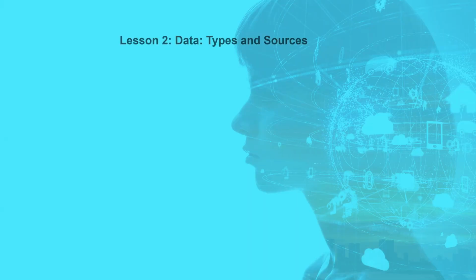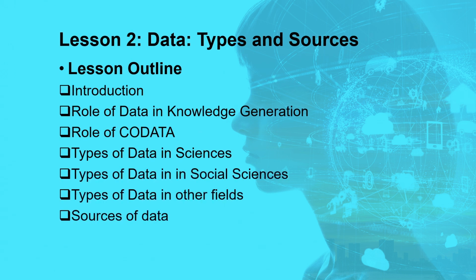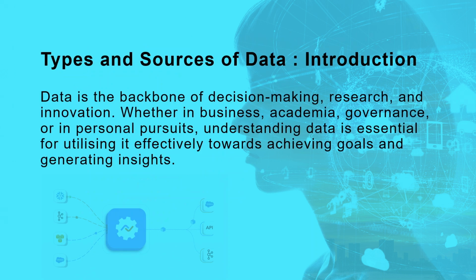We are in the class of the course on Information Communication and Society under Discipline Master of Library and Information Science. We shall discuss Unit 2 Types and Sources of Data in Module Information Life Cycle of this course. Data is the backbone of modern decision making, research and innovation. Whether in business, academia, governance or personal pursuits, understanding and utilizing data effectively is essential for achieving goals and generating insights.